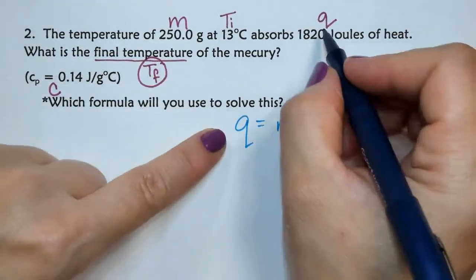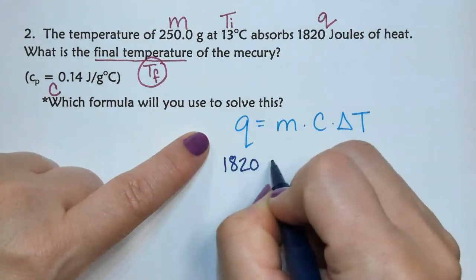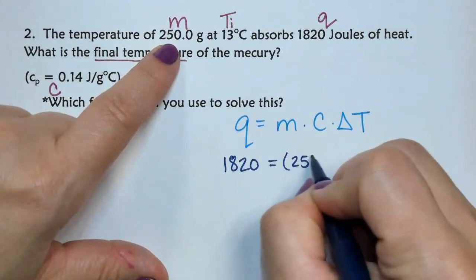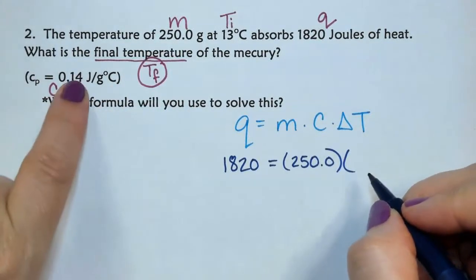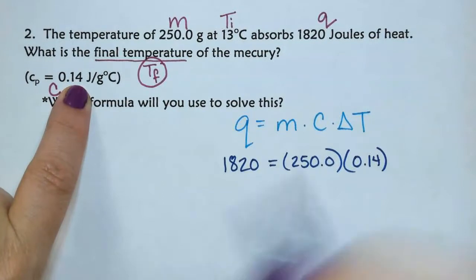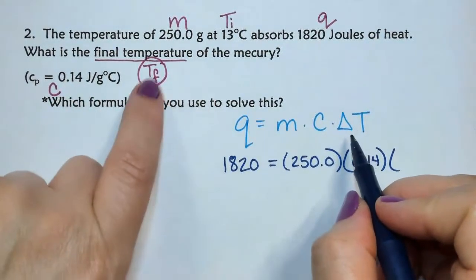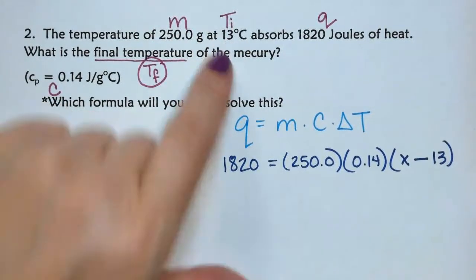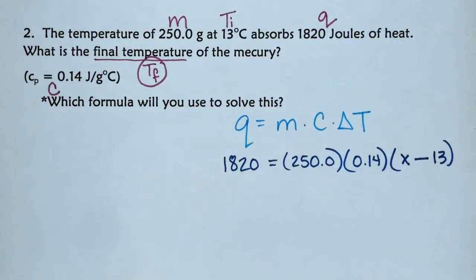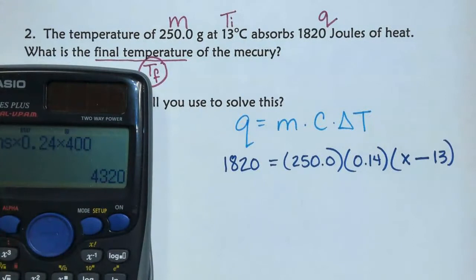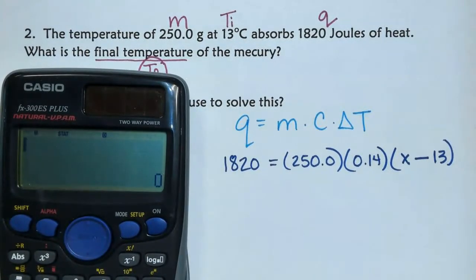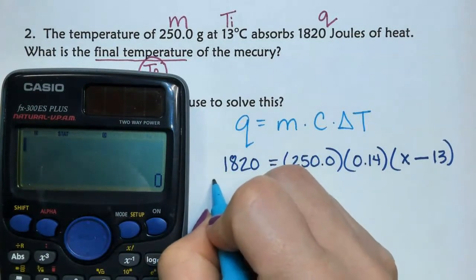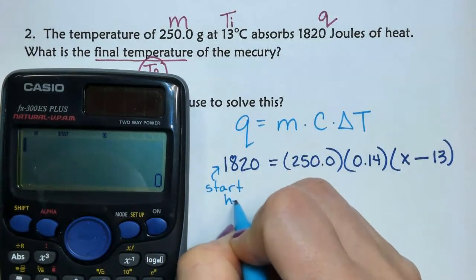So let's plug in our values. Our Q is 1820 joules equals a mass of 250.0 times the C, 0.14, and then times the delta T, which is going to be the final temperature, which is our X, minus our initial temperature, which is 13. So here's the setup of our problem. So we are going to do our algebra. This is going to be the VU way to do algebra, right? We're always going to start on the side that does not have an X. So I want to start here to solve my problem.